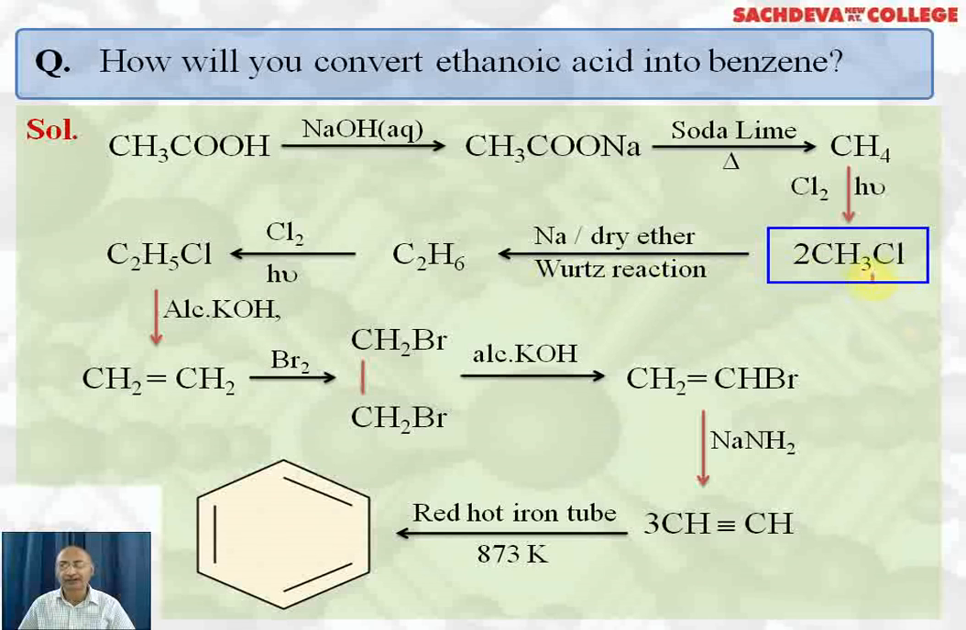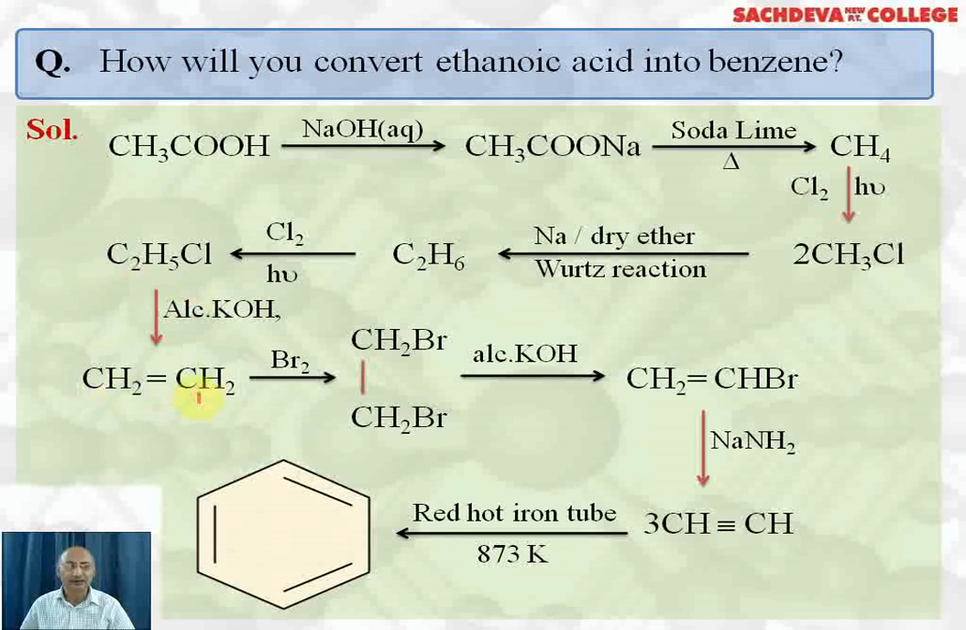So 2 moles of CH3Cl when reacted with sodium metal in presence of dry ether as a solvent, we get ethane. Ethane is treated with chlorine in presence of sunlight, undergoes free radical substitution reaction to form chloroethane. Chloroethane is treated with alcoholic KOH. Elimination reaction takes place. Cl from here and H from another carbon will be lost. HCl will be lost. That is, dehydrohalogenation will be taking place, and you will get CH2=CH2.